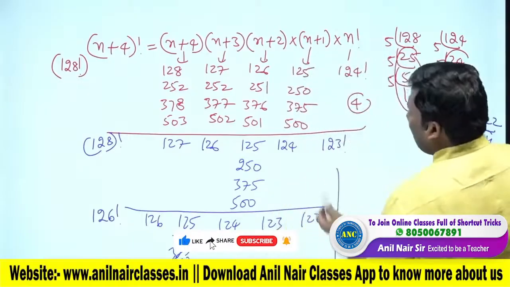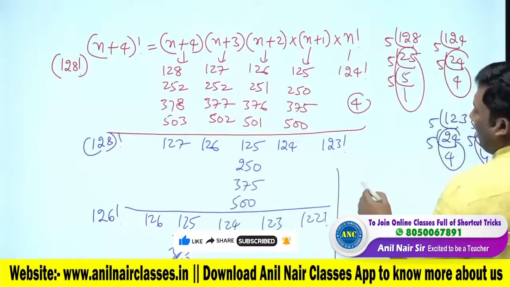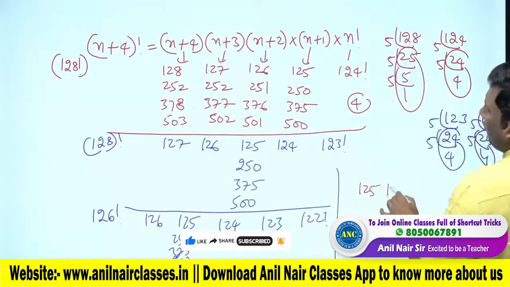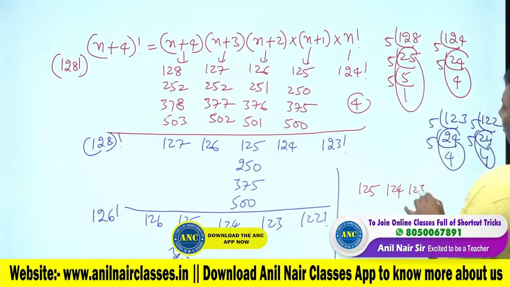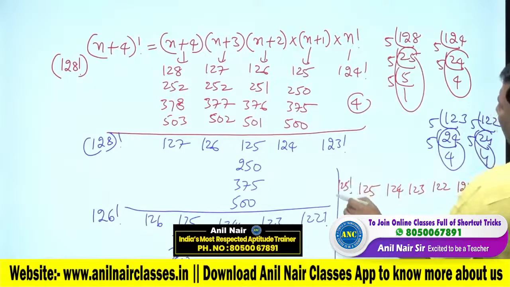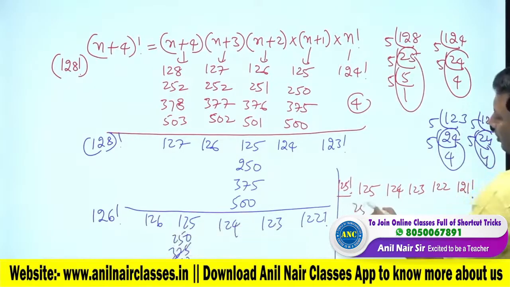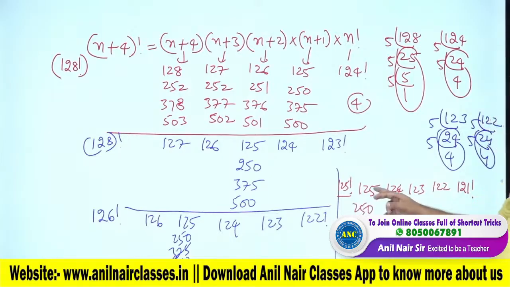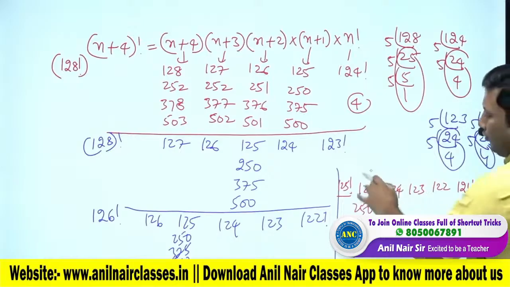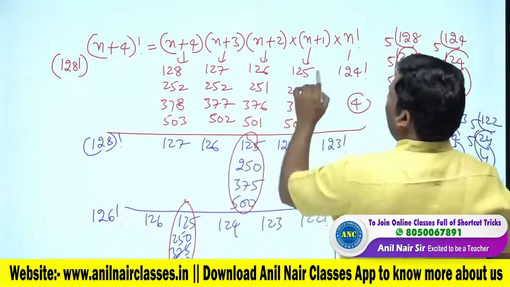What is the last case? N plus 4 can be 125. I wrote it so that it will be clear. 125, 124, 123, 122, 121 factorial and 125 factorial. So here it can be 250, 375, 500. So total 4 here, 4 here, 4 here, 4 here and 4 here.